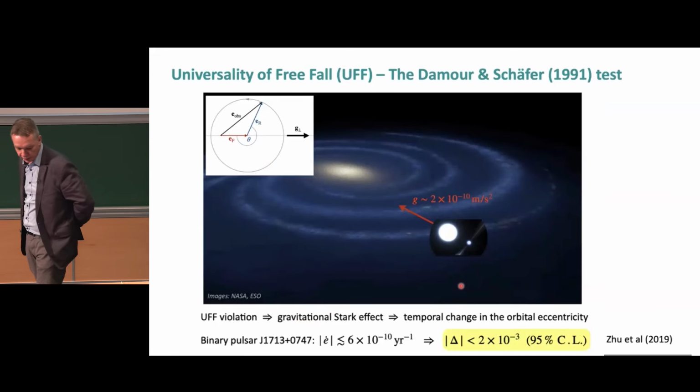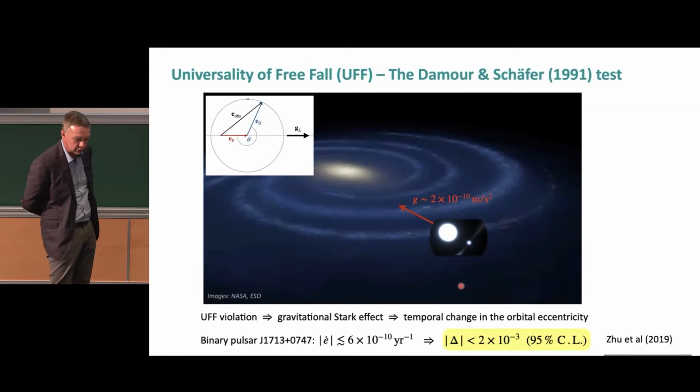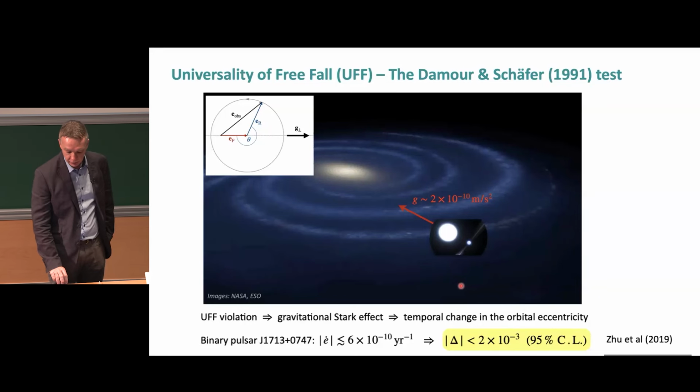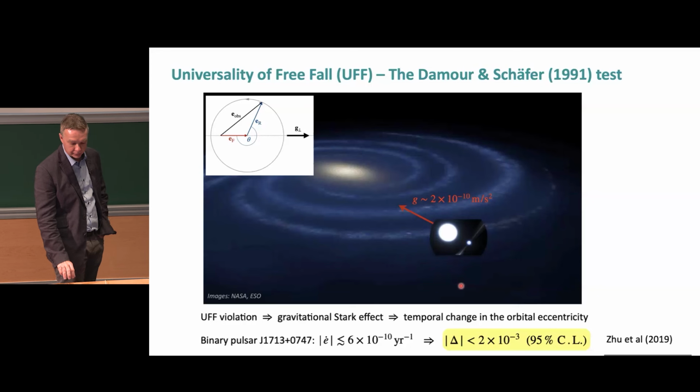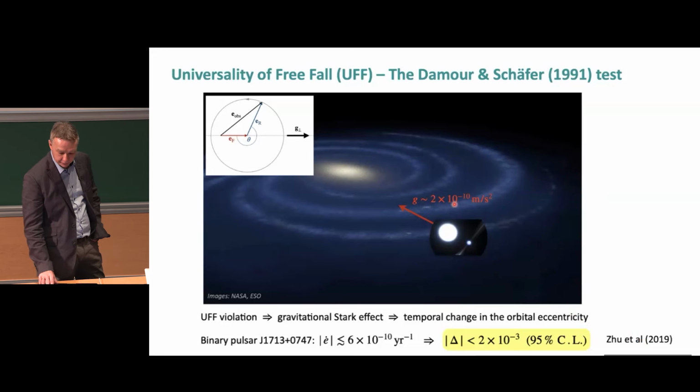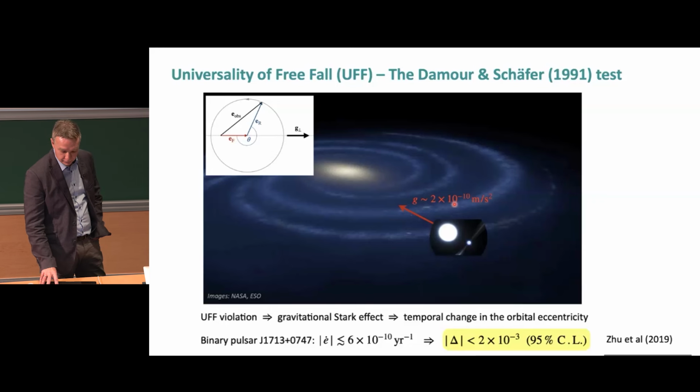Thibaut was already mentioning that if you do this experiment with a pulsar white dwarf system, you have two different bodies and they're falling in the gravitational potential of the Milky Way. You get this induced eccentricity in the binary orbit. And the best limit on a given pulsar is on 1713 plus 0747 by Zhu et al. But that effect is actually quite small because the acceleration in the Milky Way is not that great, even though it does disturb, as you have seen, our binary pulsar test to some extent.